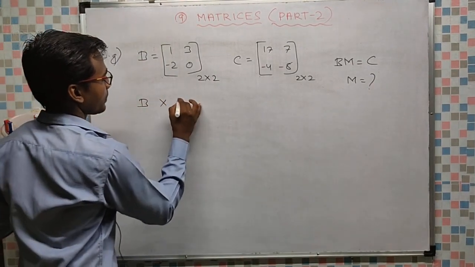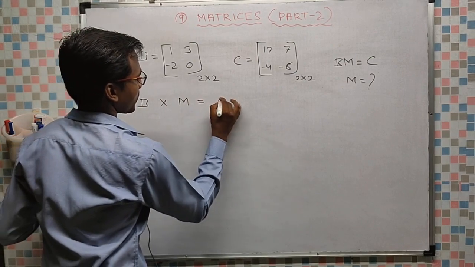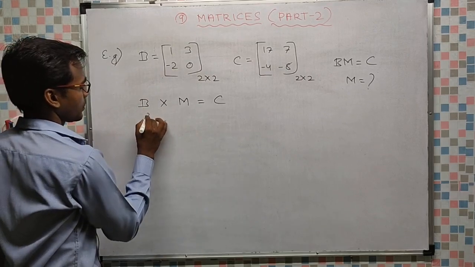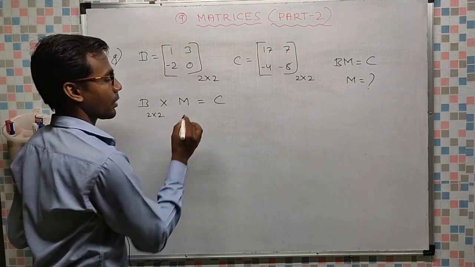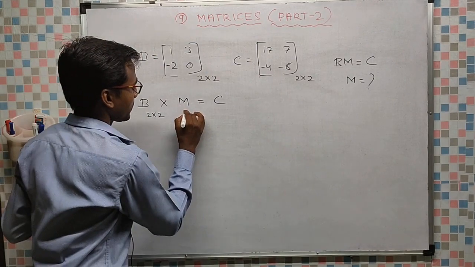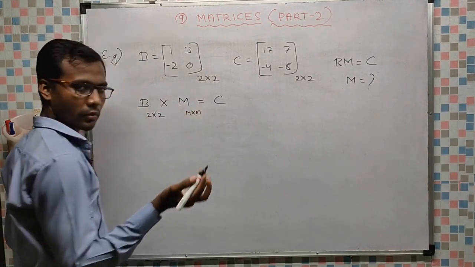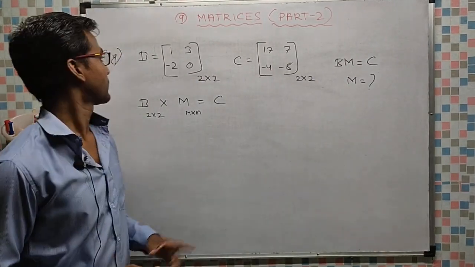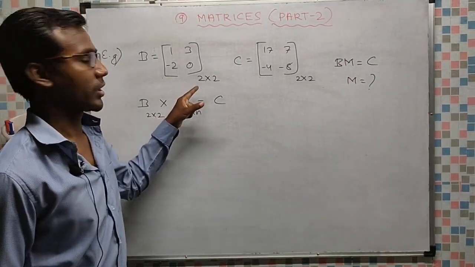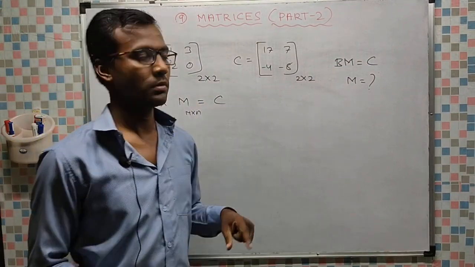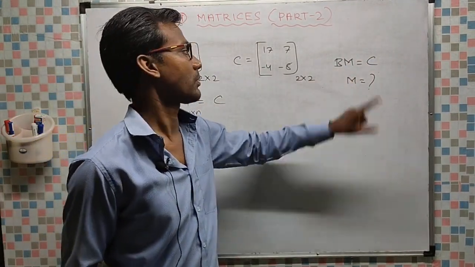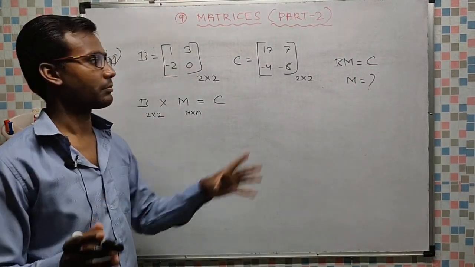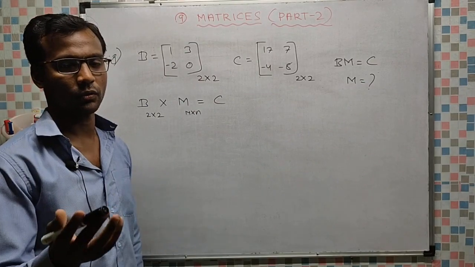B into M is equal to C. What is the order of B? 2 by 2. Order of M we don't know. Let it be m by n. So this is B, order is 2 by 2. This is C, order is 2 by 2. It is given BM is equal to C, and we have been asked to find the matrix M. We don't have any idea about its order, rows and columns.